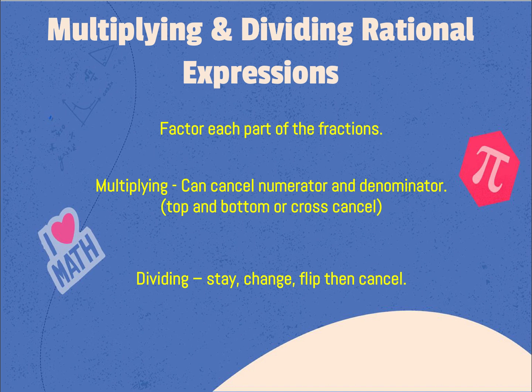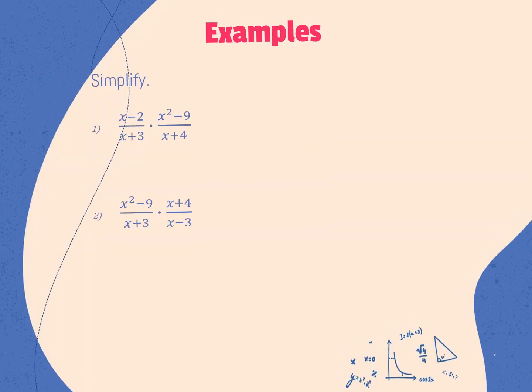fraction. Factor the numerator, factor the denominator. If you are multiplying the two fractions together, you can cancel out any numerator with any denominator. So it can be top and bottom, or it can be like cross-canceling. And remember, if we're dividing, we have to stay, change, flip. Or some of you guys say keep, change, flip. Have to do that first, and then you can start canceling out a bunch of things. So let's just look at some examples here.